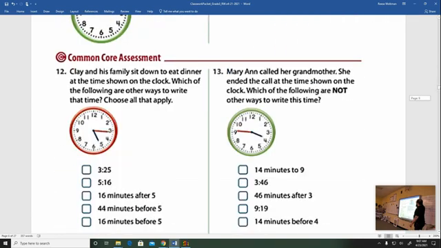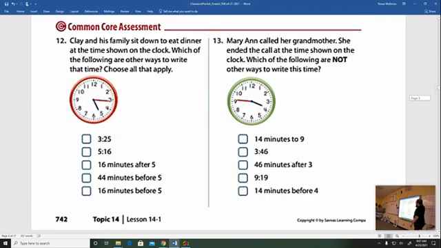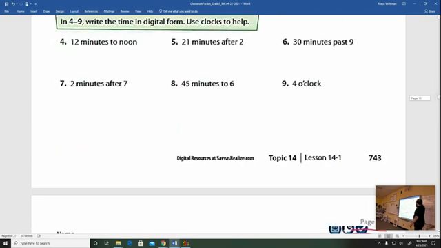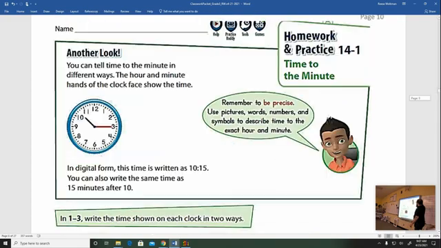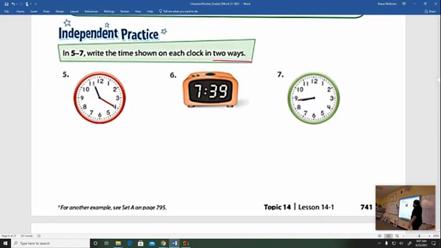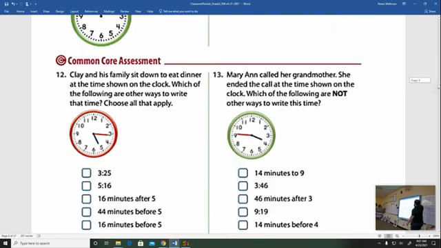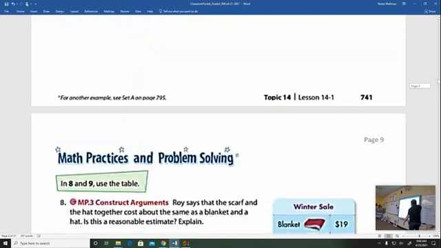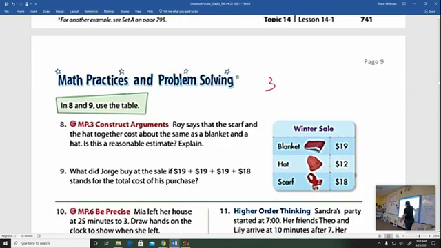Do the best that you can on the math practices page. I especially want to see you guys do this at the bottom here, 12 and 13. And then do the homework and practice page. Actually, what I'd like to see you do is do it in this order. This one first. Write these down, guys, so I don't get questions. This one first. This one second. And then this one third. Okay?